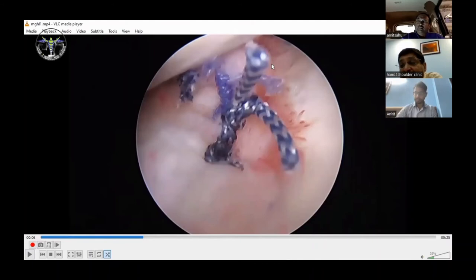In this case, we did not do a remplissage. The bone defect was also not very significant, and she's a medical professional. So we got away with soft tissue reconstruction.